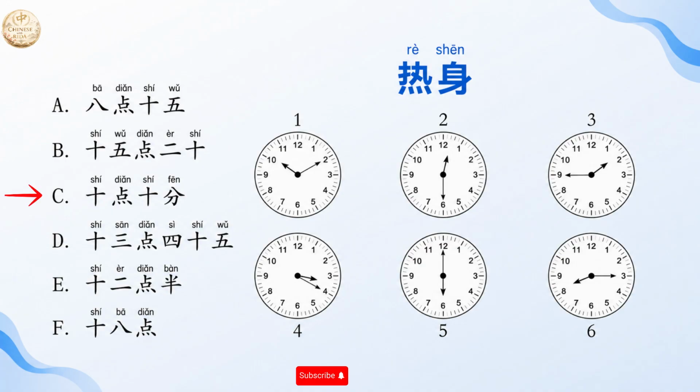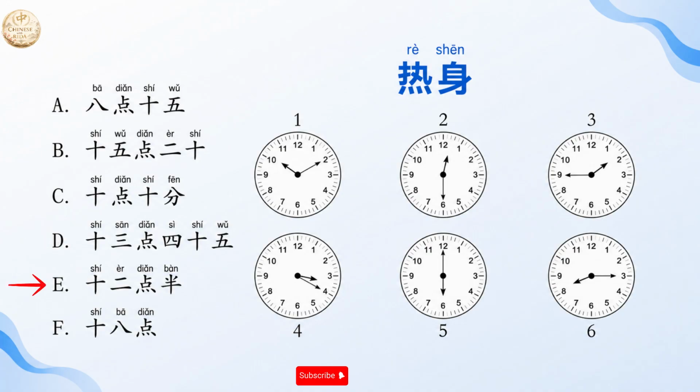Option C, 10点10分, 10 and 10. We match it with the picture 1. It's 10 minutes past 10. Option D, it's 1:45. So 13 is actually 1 o'clock in the afternoon. We match it with the picture 3. 1:45.